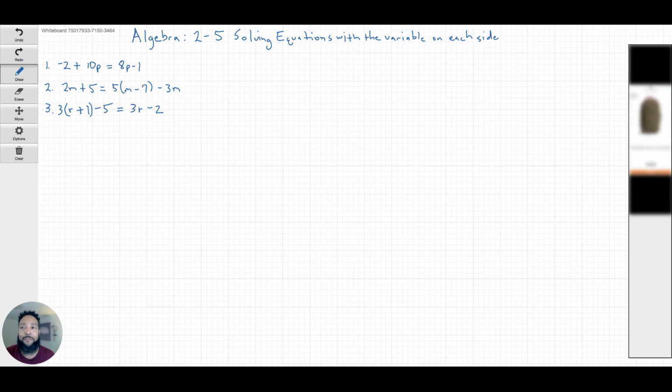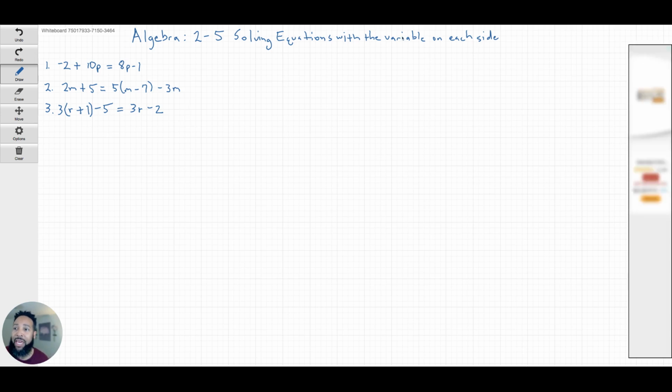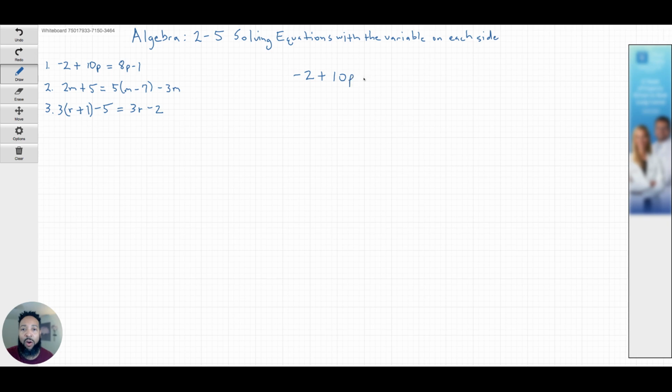Let's take a look. So the first problem we have is negative 2 plus 10p equals 8p minus 1. The first thing we're going to do is write that problem down. And as I always say in all of the videos, make sure that you write the problem down. You cannot learn or figure out a problem through osmosis or just by looking at it. You have to connect with the problem in order to help you solve it.